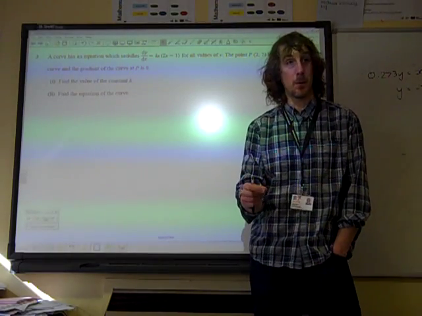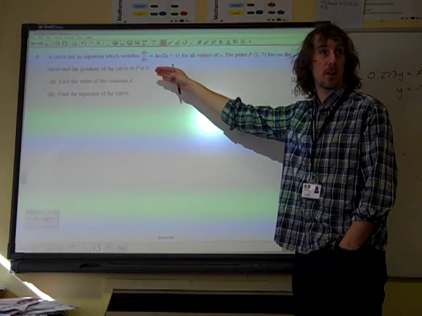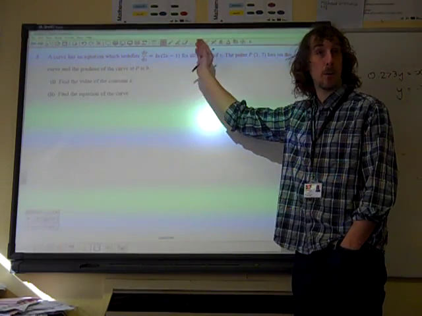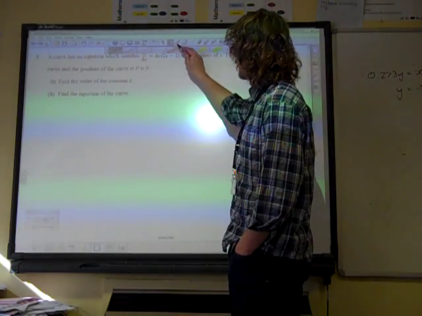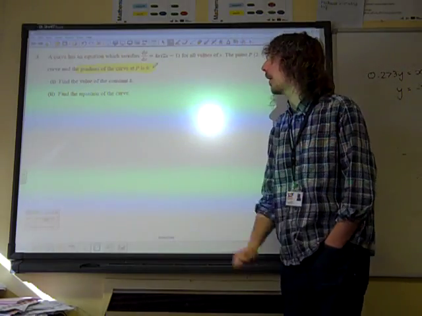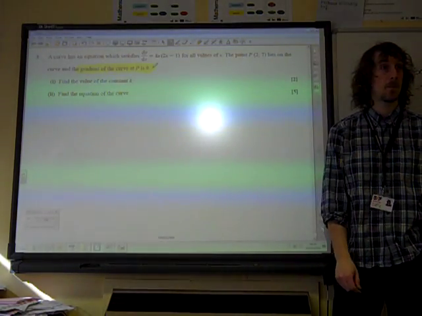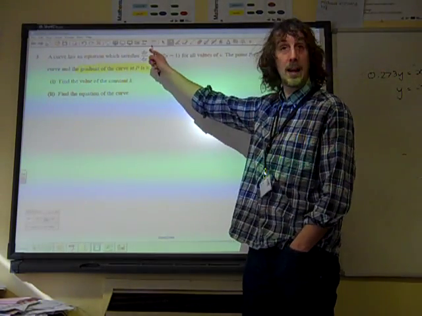What threw a few people was that the two bits of information were given to us, probably quite deliberately, in the opposite order of how we were going to use them. To find the constant k, we're going to use this bit here: the gradient of the curve at P is 9. Because the gradient is to do with dy by dx.